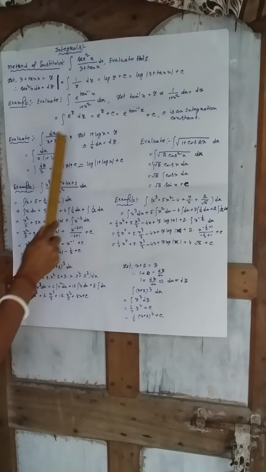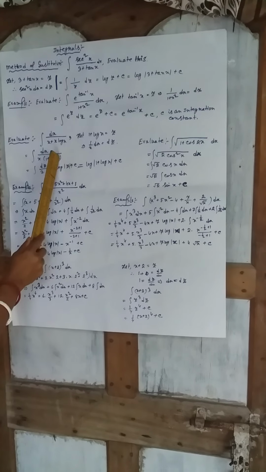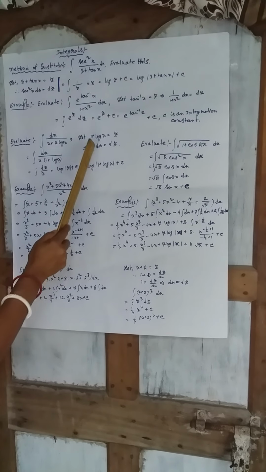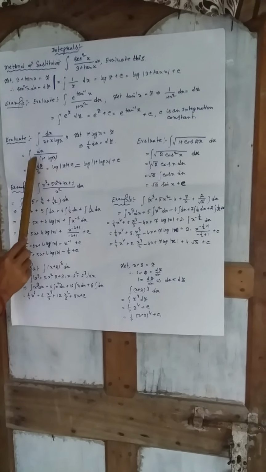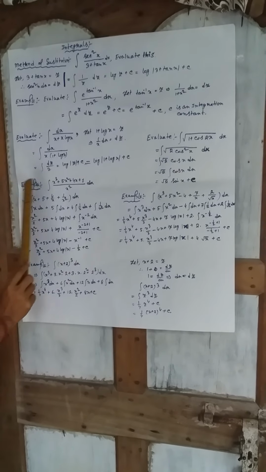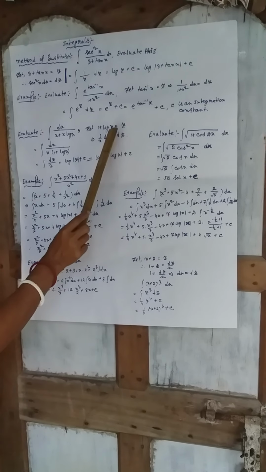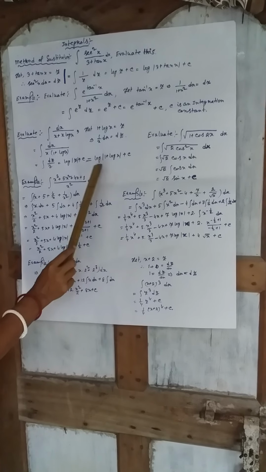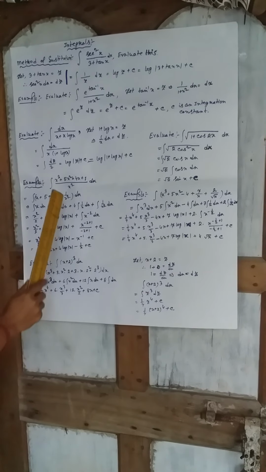Now putting this value in this place we get dz by z, in place of 1 plus log x equal to z, and in place of 1 by x dx equal to dz, then that is integration of 1 by z dz, that is equal to log z plus c, and in place of z we put 1 plus log x, then log of 1 plus log x plus c.